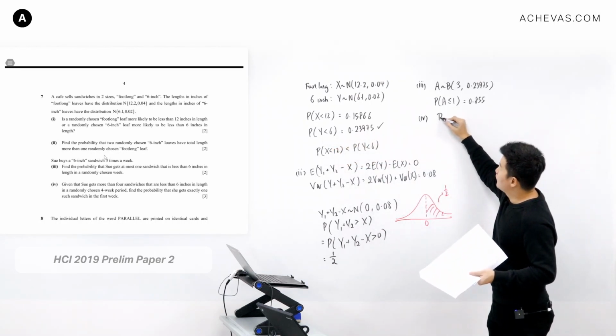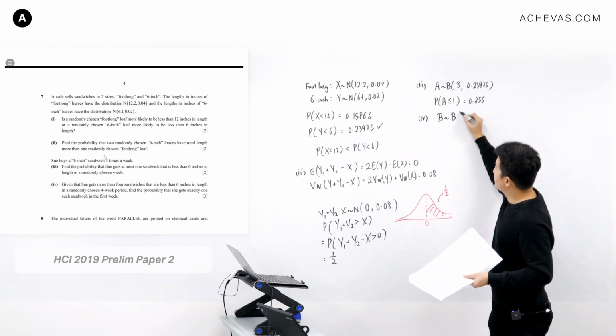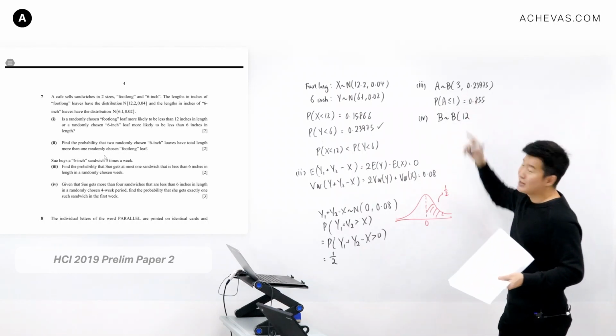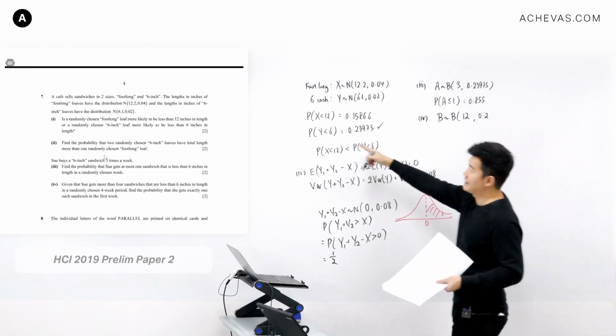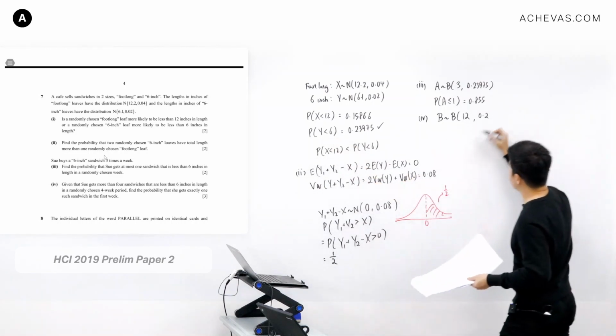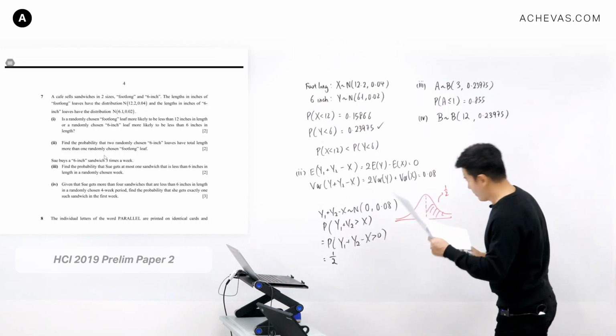So I'm going to create for myself another distribution to represent 4 weeks. So for these 4 weeks, it will follow a binomial distribution. 3 times 4 is 12, and the probability of success is still going to be for a sandwich to be less than 6 inches. So it will be this, 0.975.